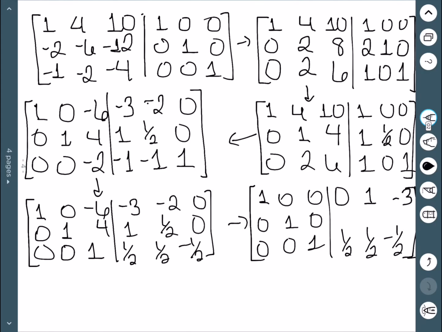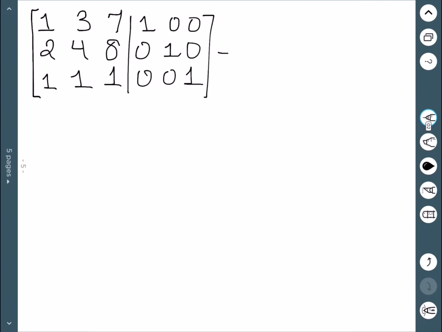To get the last 0, I would need to subtract 4, so we'll do -4 plus 4. -4 times 1/2 is -2, plus 1 is -1. -4 times 1/2 is -2, plus 1/2 is -3/2. And then -4 times -1/2 is +2, plus 0. Therefore, this last entry here is my inverse.